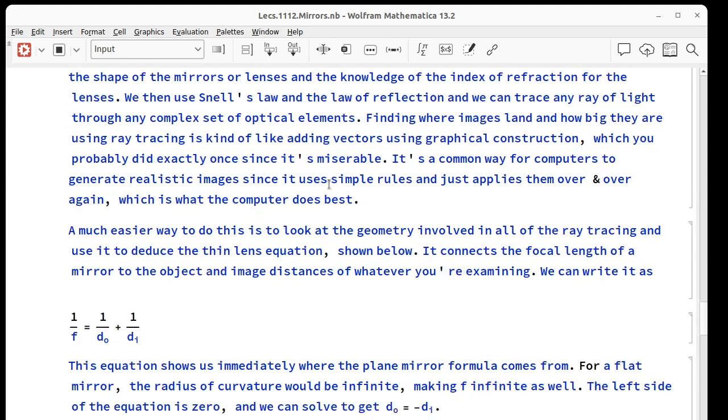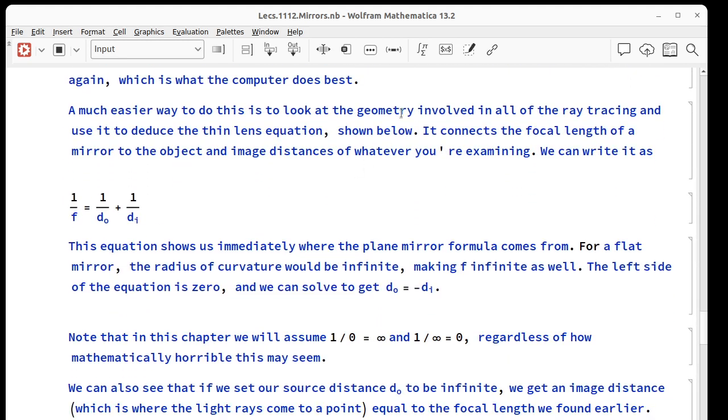So what we can do is look at the geometry involved and see in your book that the mirror obeys what's called the thin lens equation. Yes, it's not a lens, it's a mirror, but it still obeys this equation. This connects the focal length of a mirror to the object distance and the image distance of that object. And we can write it in this form, which is not too bad: 1 over f equals 1 over d_o plus 1 over d_i.